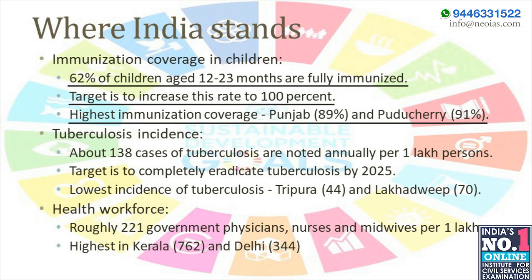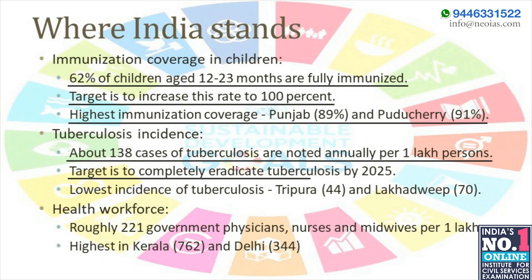Next, in tuberculosis incidence. About 138 cases of tuberculosis are noted annually per 1 lakh persons in the country. The national target is to completely eradicate tuberculosis by 2025. The lowest incidence of tuberculosis is noted in Tripura, that is 44 cases per 1 lakh among the states, and Lakshadweep Islands, that is 70 cases per 1 lakh population.